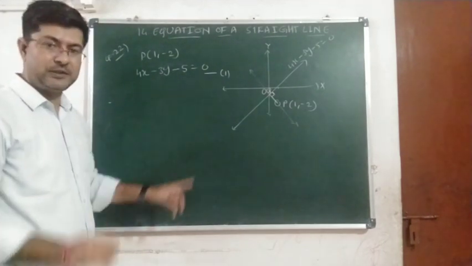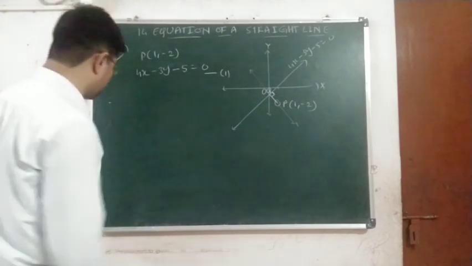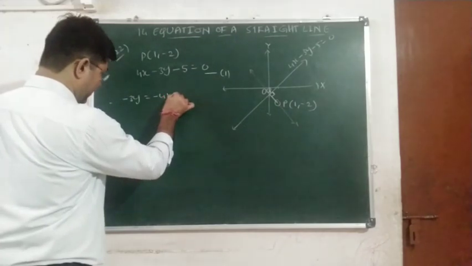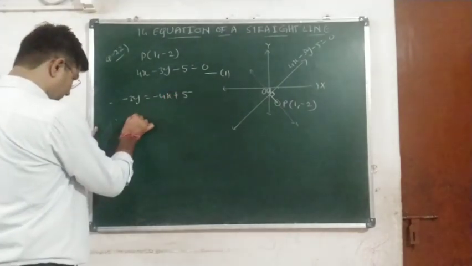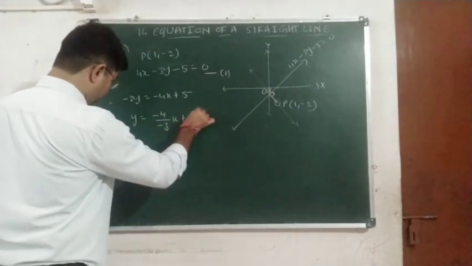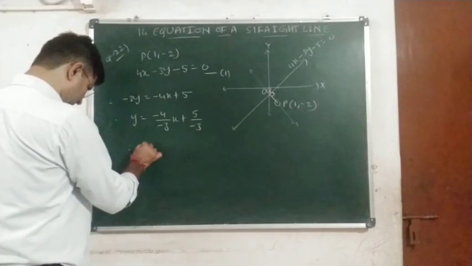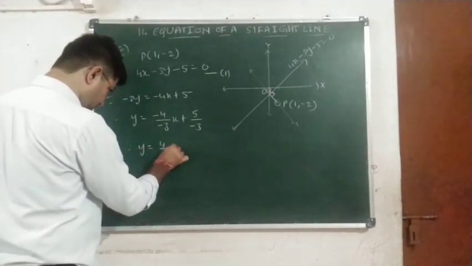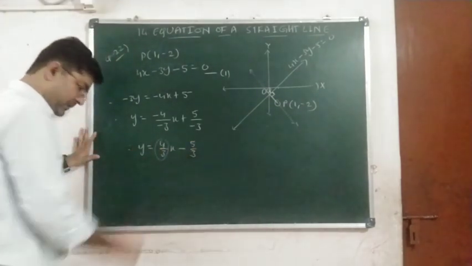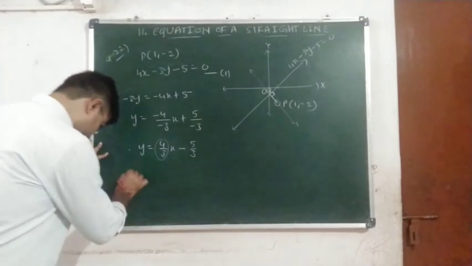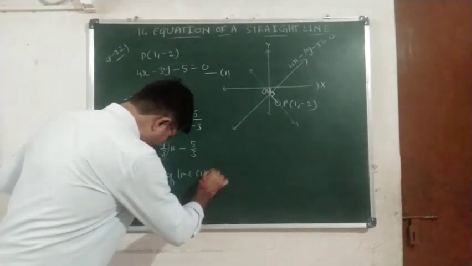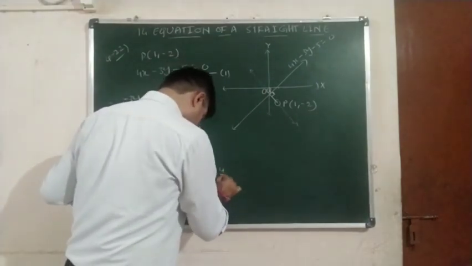How to find the slope? We will convert this equation into the form y = mx + c. So -3y = -4x + 5. Therefore y = (-4/-3)x + 5/(-3). Therefore y = (4/3)x - 5/3. The slope is the coefficient of x. Therefore the slope of line 1 is equal to 4/3.